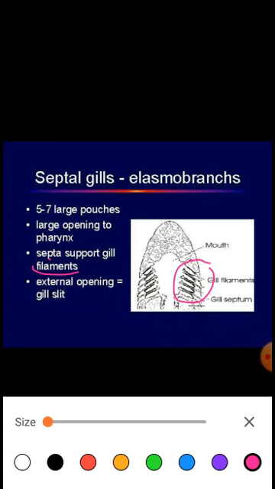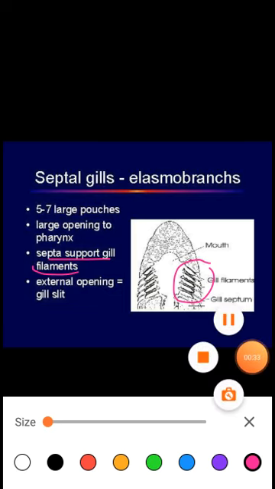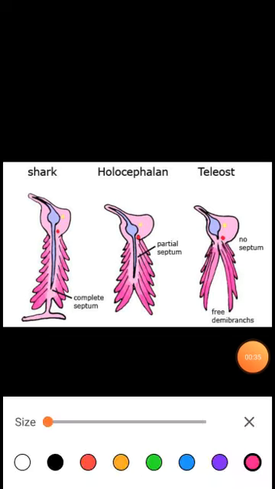These are the septal gills, in which a septum is supporting the gill filaments, right? What is a filament? This one single finger-like projection is a filament. This one is a filament, so this one is a filament, filament, filament, filament, and filament, right? So those lateral finger-like projections of a gill are called filaments.